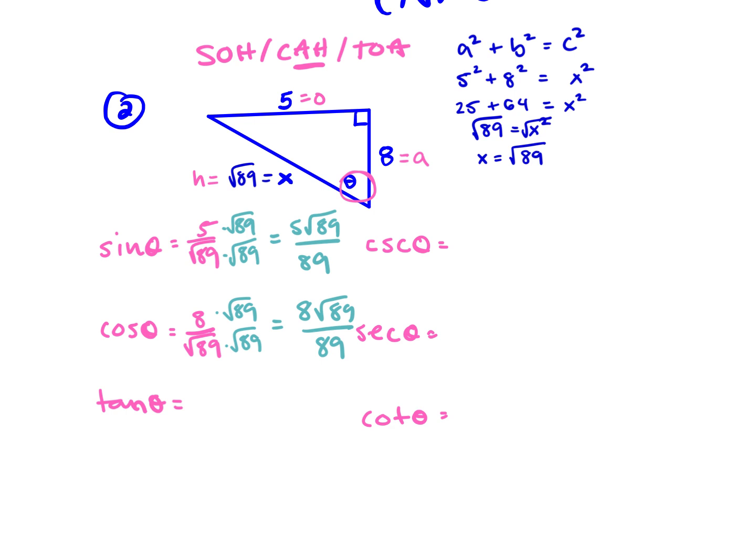Tangent is opposite over adjacent. What would our opposite over adjacent be? 5 over 8, perfect. All right, let's find our reciprocal functions. So cosecant, I'm going to flip sine. I'm going to flip the original before I rationalize. That way I don't have to re-rationalize. So when we flip our sine, we get square root 89 over 5. Secant, we're going to flip cosine. So we get square root 89 over 8. And then cotangent, we're going to flip tangent. So we get 8 over 5.